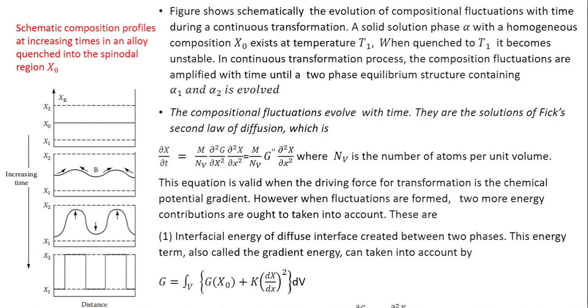Schematic composition profiles at increasing times in an alloy quenched into the spinodal region. This alloy has an initial average composition of X0, and X1 and X2 are the compositions of the two phases which can exist thermodynamically in equilibrium in the spinodal domain.